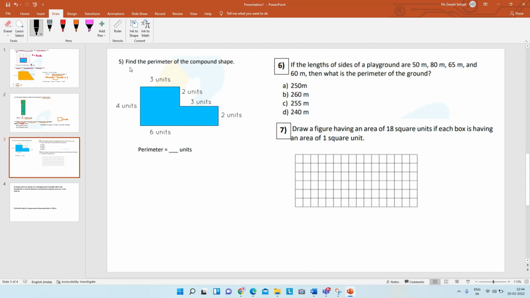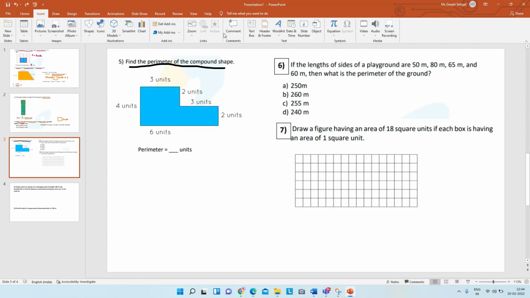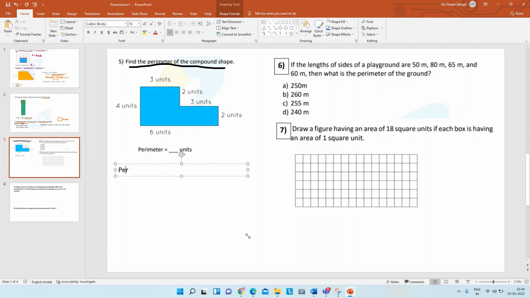Next question is find the perimeter of the compound shape. When a shape is made up of using two shapes, then that shape is a compound shape. For example, in this shape you can see this is one shape and this is another shape. So it's like a compound shape. So let's find the perimeter. Again, we have just learned that perimeter is equal to sum of all sides. So first we will write here perimeter is equal to sum of all sides. So we will write the sides. What are the sides given to you?